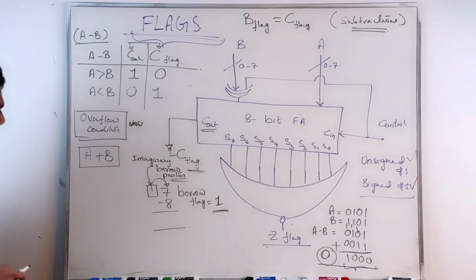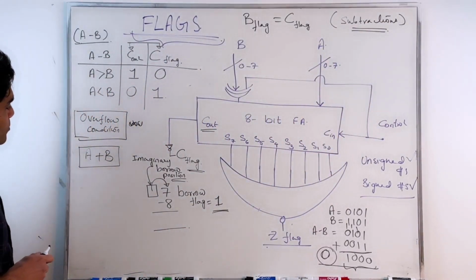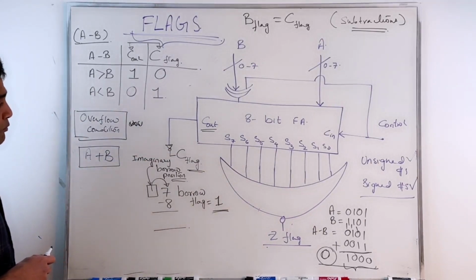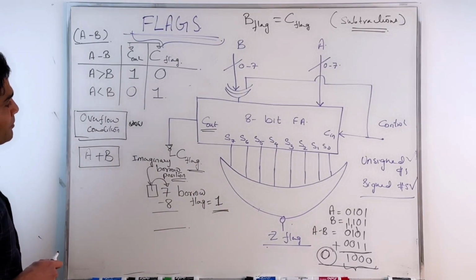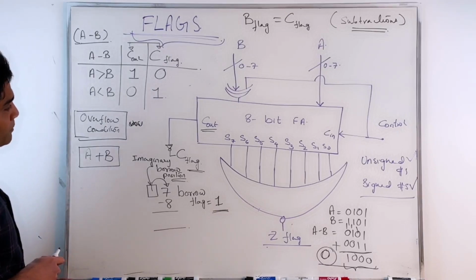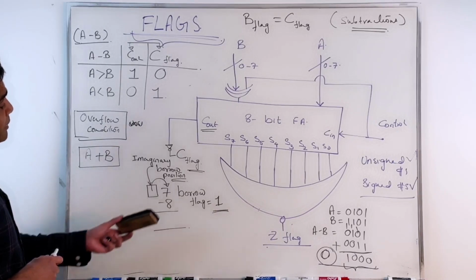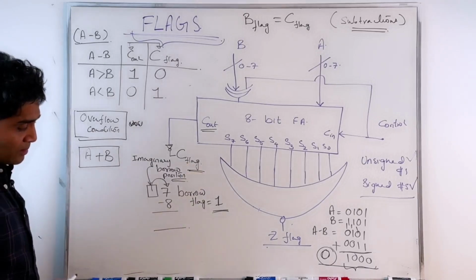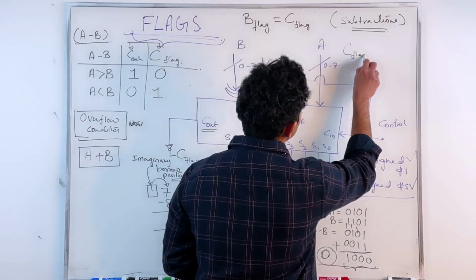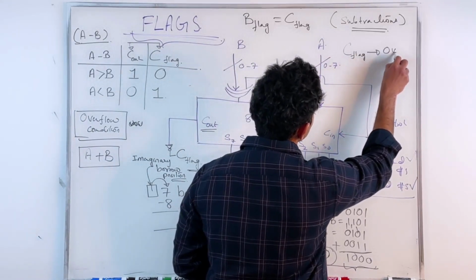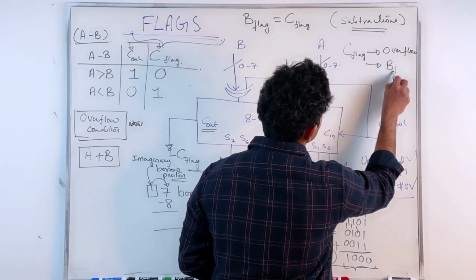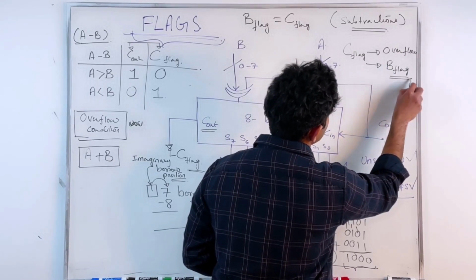Okay. Now I would like to use my cout as the indicator for my overflow condition. What do I do here? I would like to use my C flag to check for the overflow condition, as well as to check for the borrow flag condition, for both purposes.